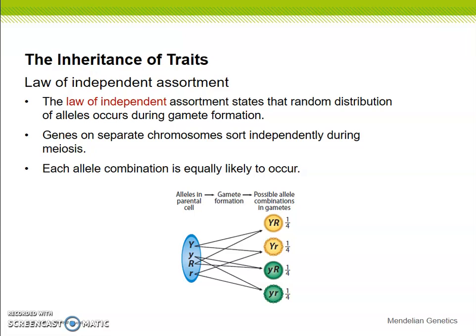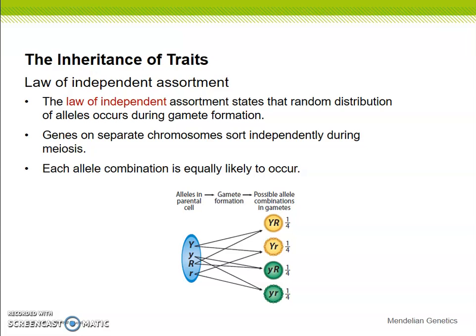The law of independent assortment. The law of independent assortment states that random distribution of alleles occurs during gamete formation. Basically, that means that just because I have a dominant color does not mean I'm going to have a dominant shape. They separate independently of each other.